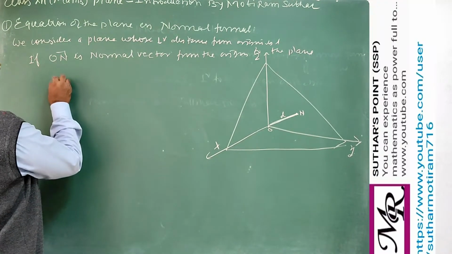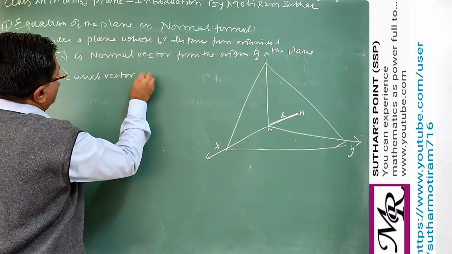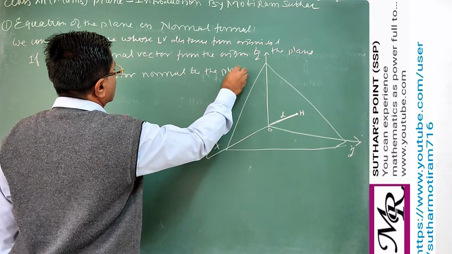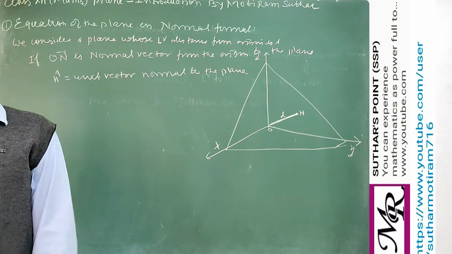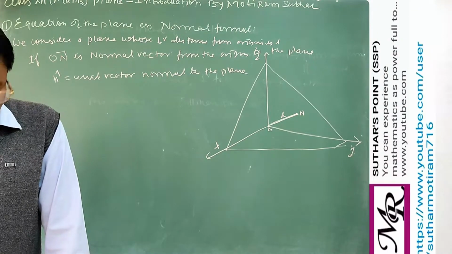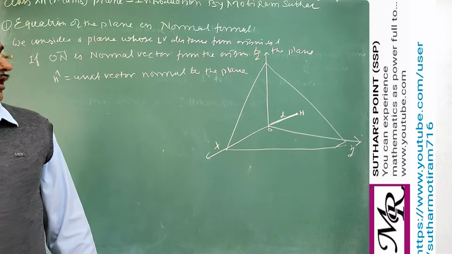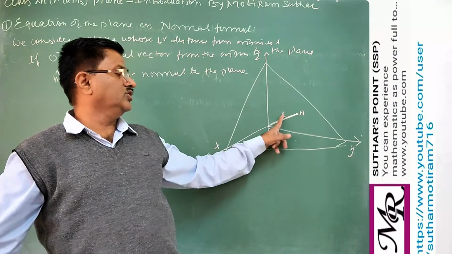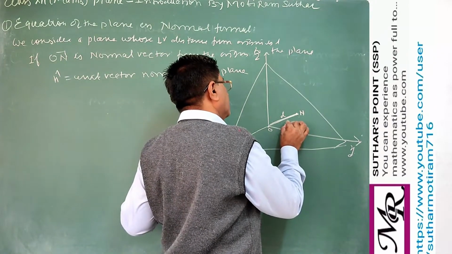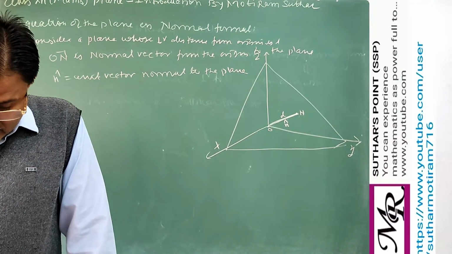If you write n cap, it is a unit vector normal to the plane, or we can say a unit vector perpendicular to the plane from the origin, or simply you can say it is a unit vector along the vector ON, because d is the distance or magnitude of the vector ON, and n cap will give its direction.